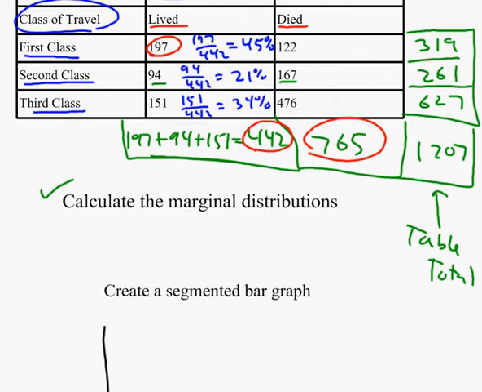All right, so now we can go do the same thing over here. First-class passengers who died, 122 over 765. And then we can go down the list here. 16% about. 167 over 765, and we get about 22%. And then we have 476 over 765, and what do we get? 62%. Now, it's always worth it when you're done to add these up and make sure they add to 100. So notice if you do 16 plus 22 plus 62, you will get 100%.